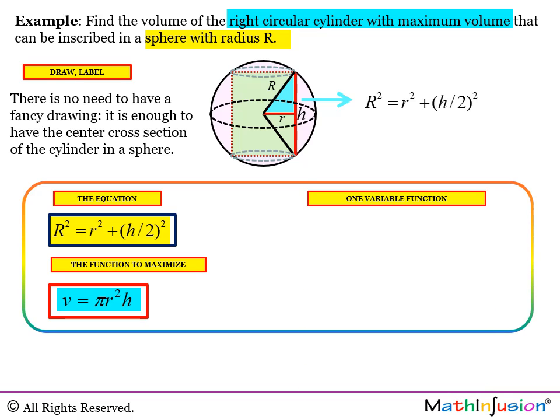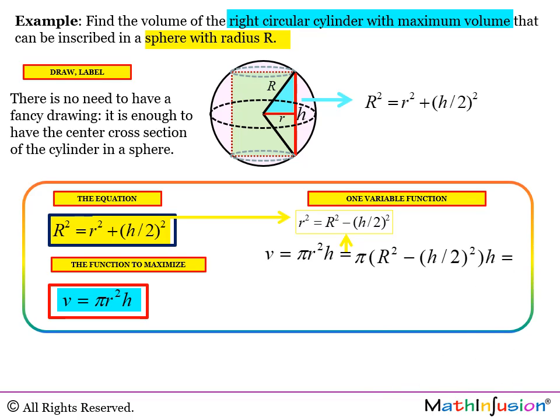We need now one variable function, so we are going to use the equation as usual. The question is, which of those variables you want to replace, and I think in this case it's pretty trivial. I'm going, obviously, to replace r to the power of 2 because it's already squared and I don't need to use radicals. So let's replace that, and we're getting this one. Let's simplify. We get that.